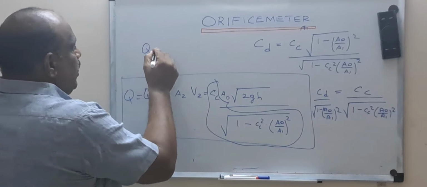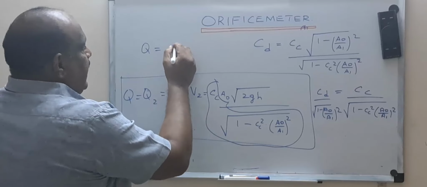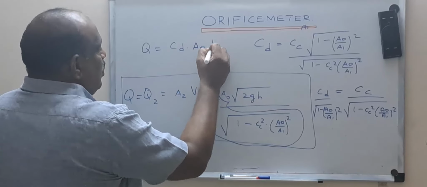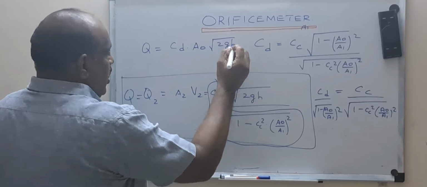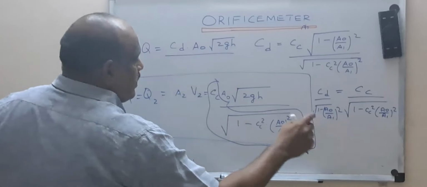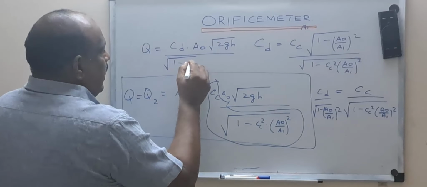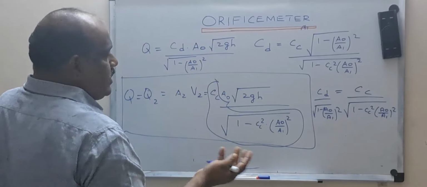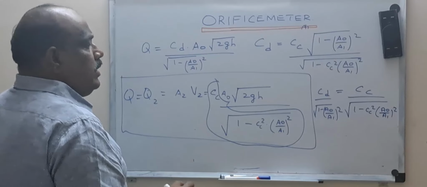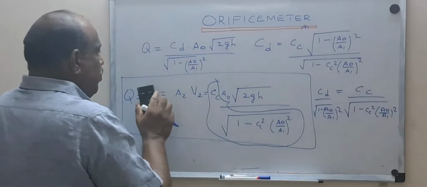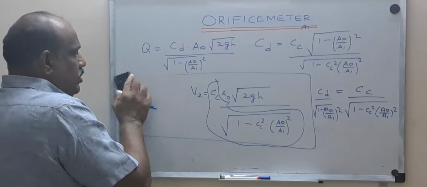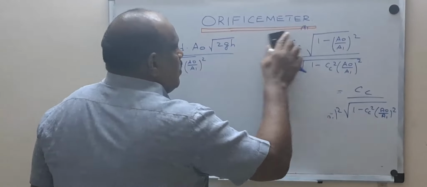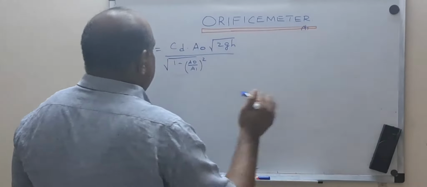So you can see now Q will be equal to CD into A0, which is still there, A0 into square root of 2GH divided by square root of 1 minus A0 by A1 the whole square. Okay, that's it. I am going to further simplify. One more step, we'll get the final answer. So you can see here.